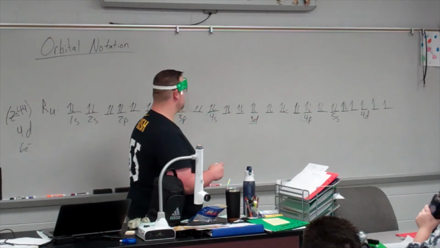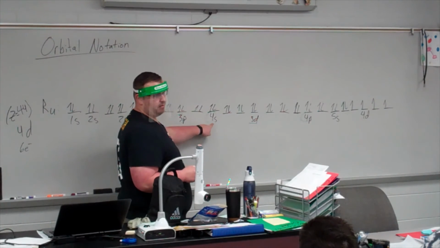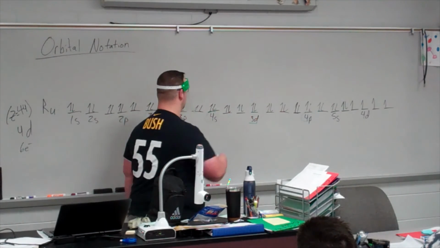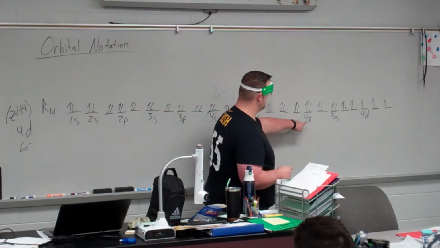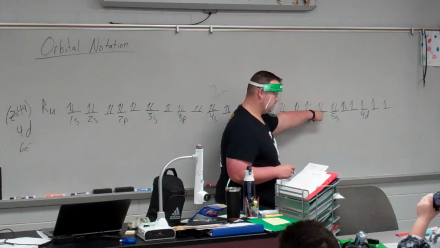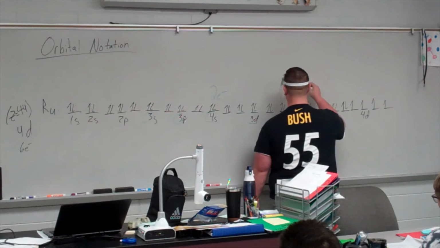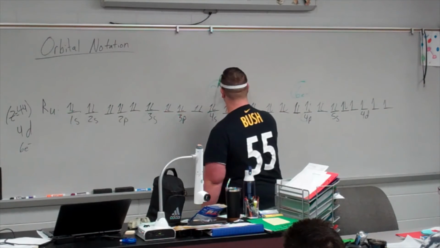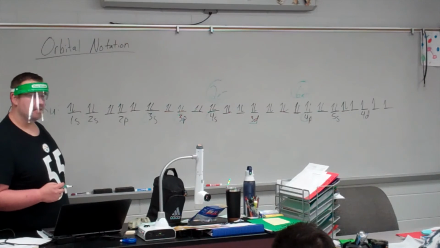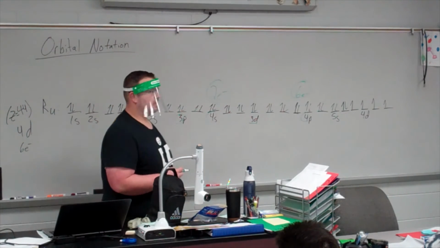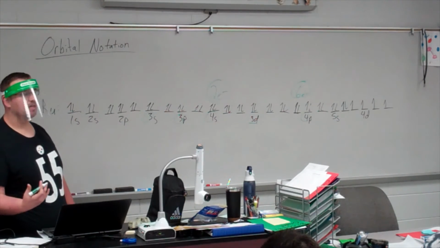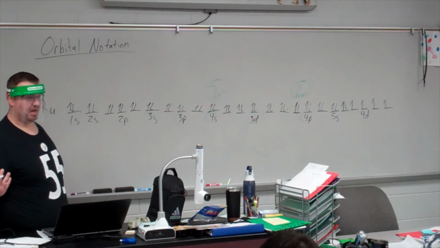How many electrons are in an S subshell? How many is here? There's 2. How many electrons are in the 4P? 2, 4, 6. If you've never heard this rule before, you're going to hear it in this class a lot, and you're going to do a lot with it. It's called the octet rule. The octet rule is every element is looking to have 8 valence electrons, so 8 electrons in their outer shell.